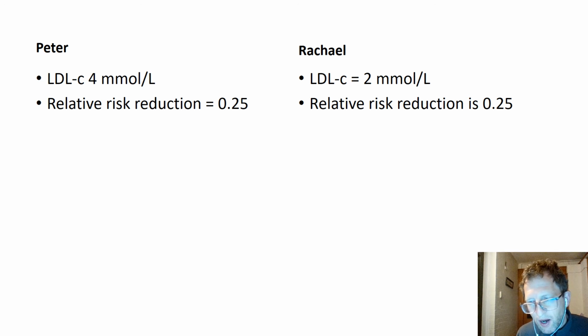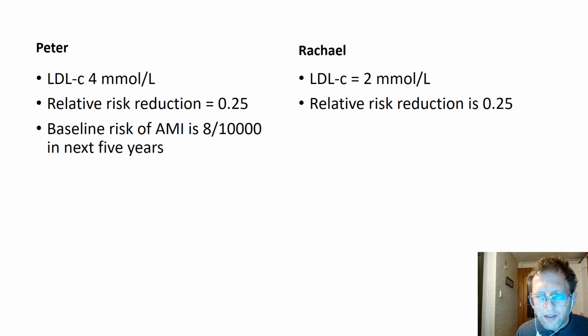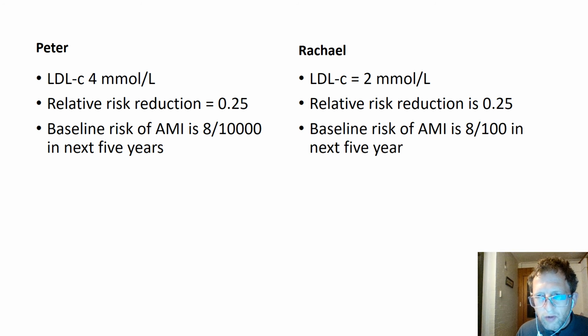And then I introduce a new concept, and I say, what if I was to tell you that Peter is a teetotaler young man without any cardiovascular risks, and that your estimate is baseline risk of a heart attack in the next 5 years as being 8 in 10,000? And then I say, and what if you thought that Rachel's got diabetes, chronic kidney disease, and smokes, and you've estimated their risk of a heart attack in the next 5 years as being 8 in 100?